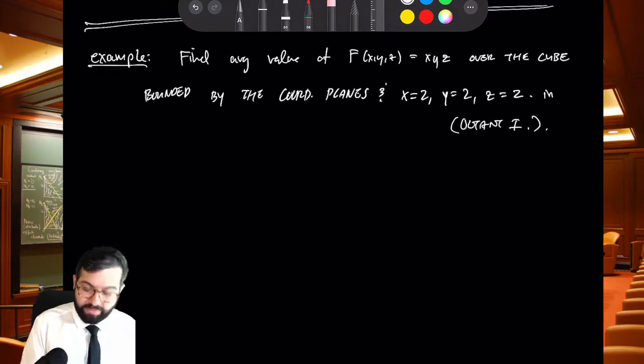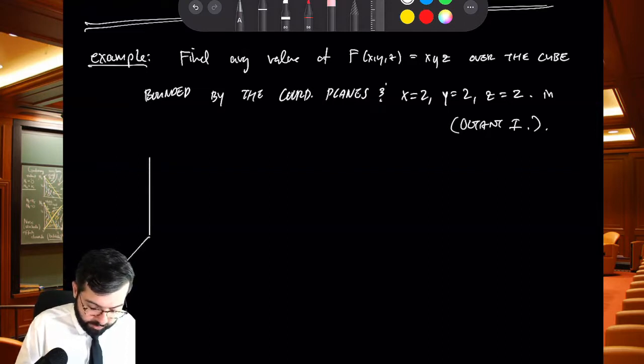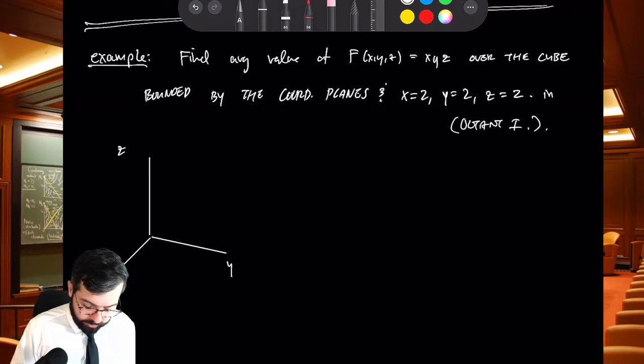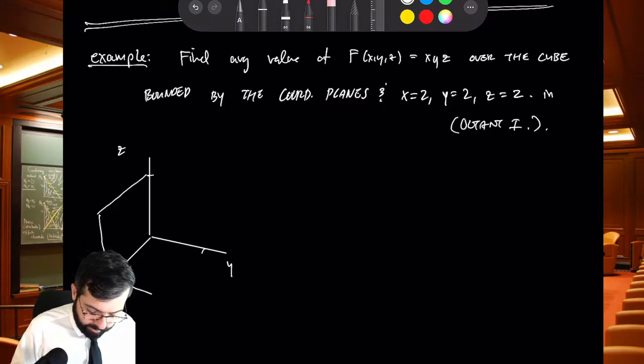You might be able to figure out what the limits of integration are just by holding this in your head. It's not too bad, but might be worth a quick sketch. We're in octant 1 after all, so it's not too terrible. Talking about the planes x equals 2, y equals 2, z equals 2, we do end up generating a box.